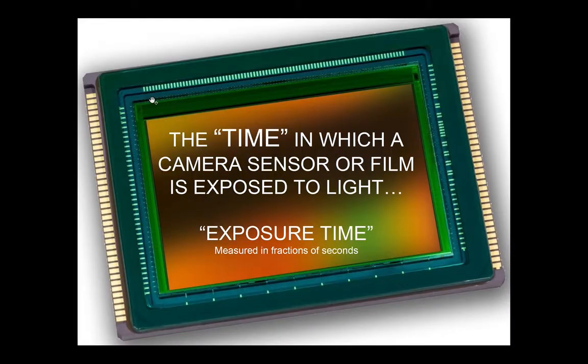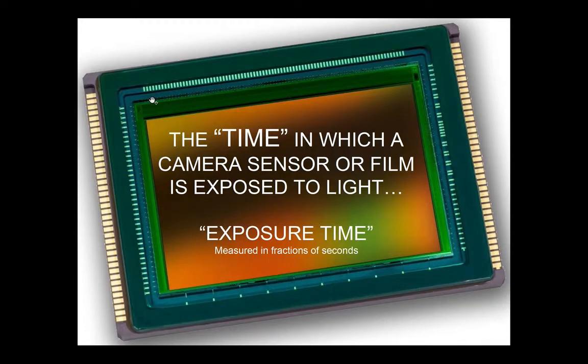So when we ask what shutter speed is in photography, what we're really referring to is the amount of time, or the time in which a camera's sensor or film is exposed to light, right? Exposure time is a way that we refer to that. And we measure that time usually in fractions of seconds, right? Light moves very fast, and so we can accrue a lot of light in exposure in a very short amount of time. So usually when we're talking about exposure times or shutter speeds, we're talking about fractions of seconds.